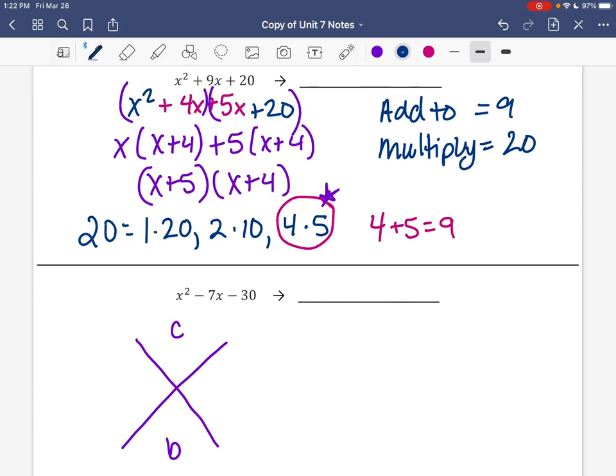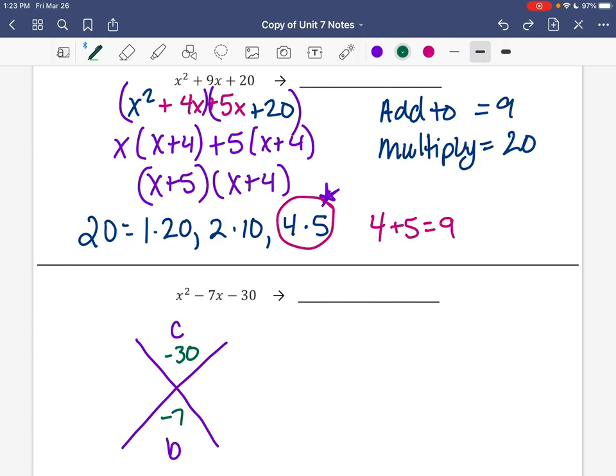Okay, so then let's get a nice green color. C is -30, and B is -7. Okay, so you're going to think about what can add together to get B and multiply together to get -30. So that's how you think about this. And on the Delta Math assignment, the X is already made and you just have to fill in little boxes like this. So it makes it fun and easy.